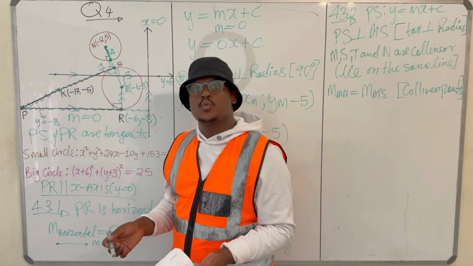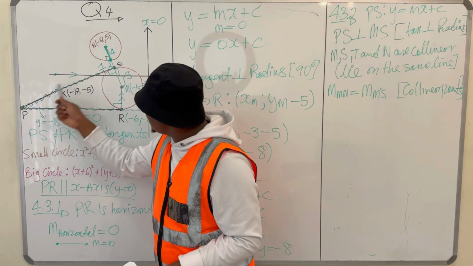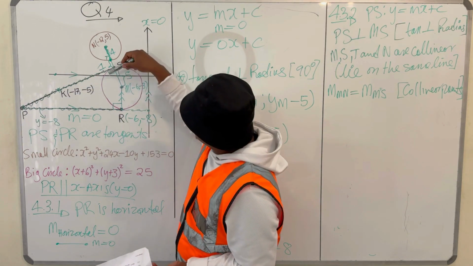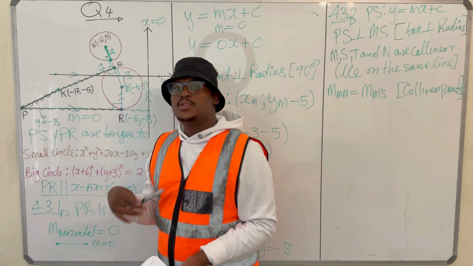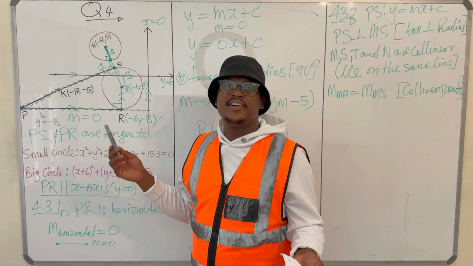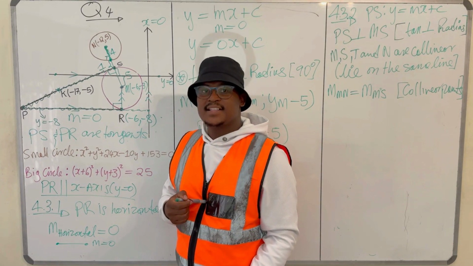Once you get -1, you say the product of the gradient of this line and the gradient of this line should give us -1. Then we'll be able to find the gradient of this line. Once we find the gradient of the line, then we'll be able to find the equation of the line because we already have a point that lies on our tangent PS.